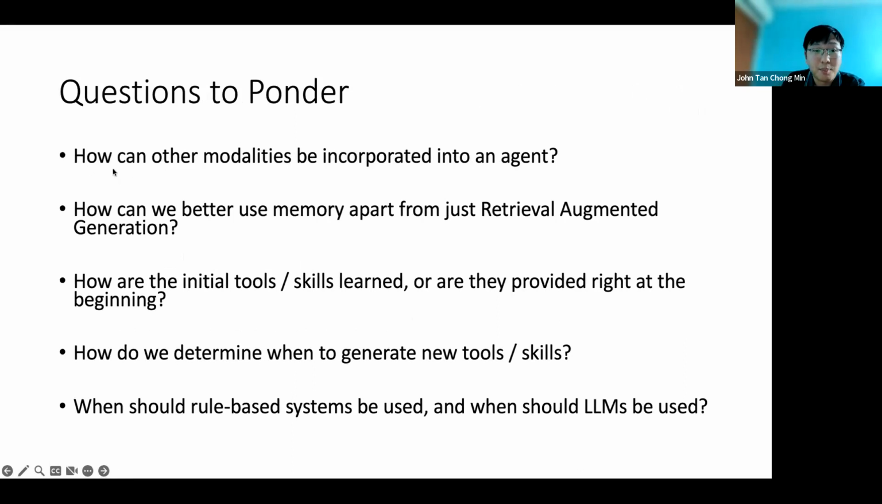First, multimodality. Right now we talk about text. How can we incorporate other modalities into an agent? One way to do it is like Visual ChatGPT. You basically convert the interactions with other modalities into text, so you use tools for other modalities. For image, you use image processing tools. For audio, you use audio processing tools. But eventually, when you talk to the LLM agent, you talk everything in text. That's one way of doing it.